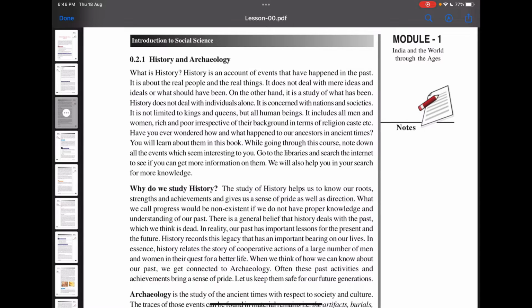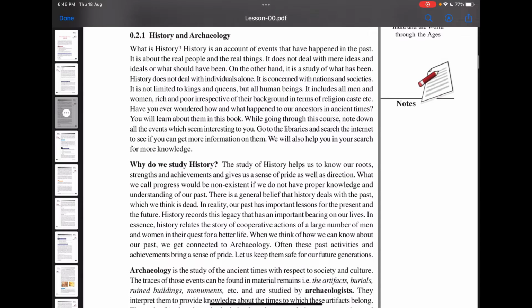Have you ever wondered how and what happened to our ancestors in ancient time? You will learn about them in this book. While going through this course, note down all the events which seem interesting to you. Go to the library and search the internet to see if you can get more information on them. We will also help you in your search for more knowledge.